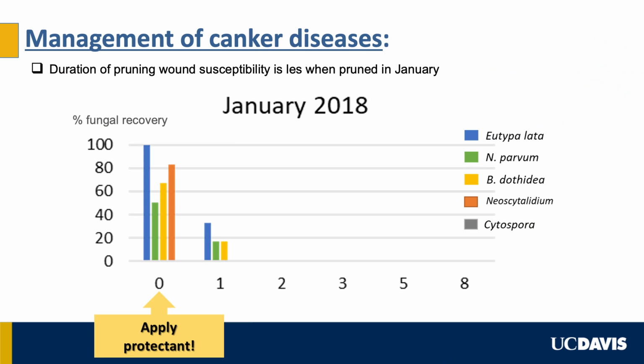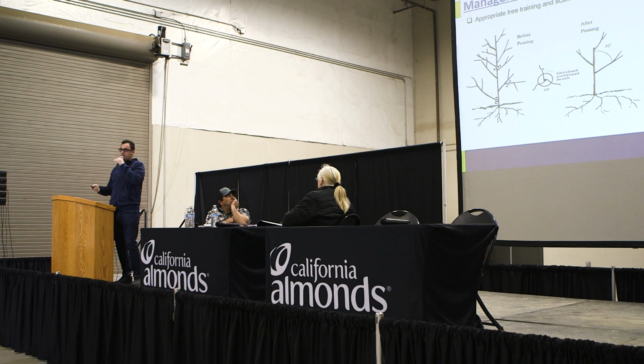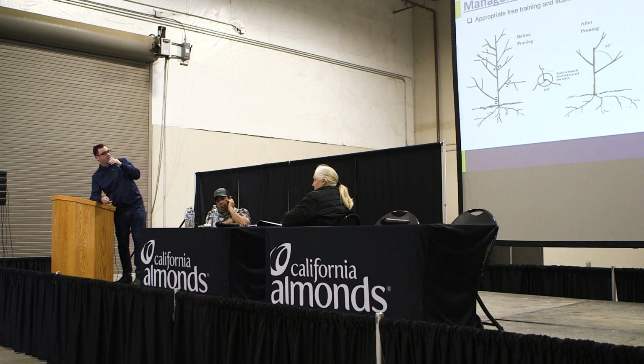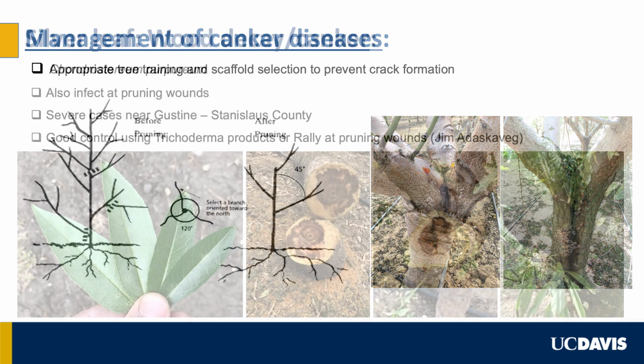Again, we looked at the different months of pruning. We saw that pruning cuts were even healing faster if you prune later in January. So if you prune in December, it will take 2 weeks for a pruning cut to heal. If you prune in January, within 1 week, the pruning cut was healed. But again, remember, you don't want to prune when there is a period of rain, right? Scaffold selection, very important. Avoid crack formation, so select scaffolds that are spaced out on the trunk.